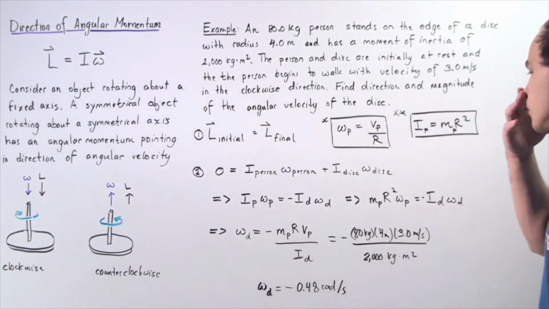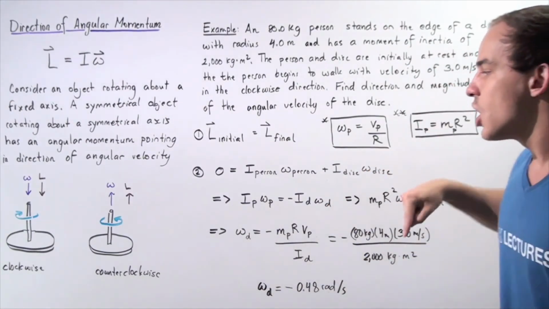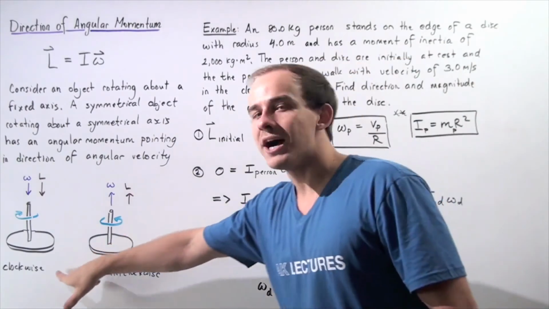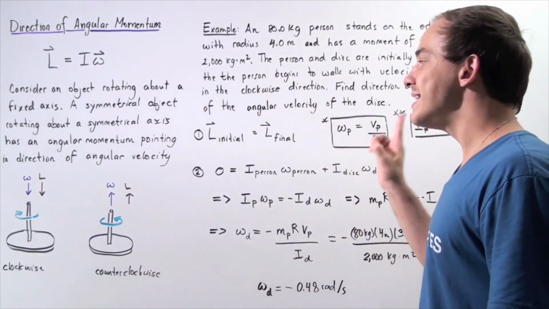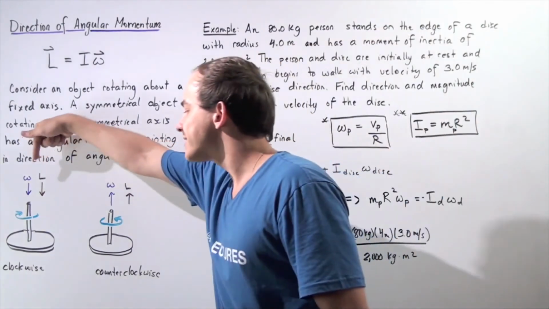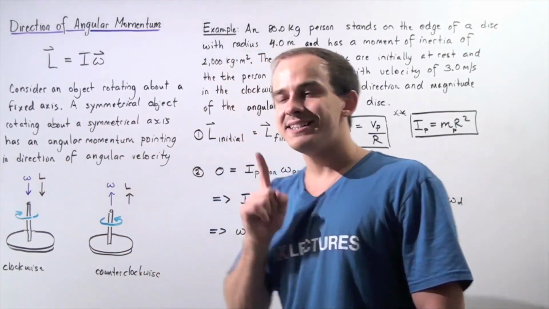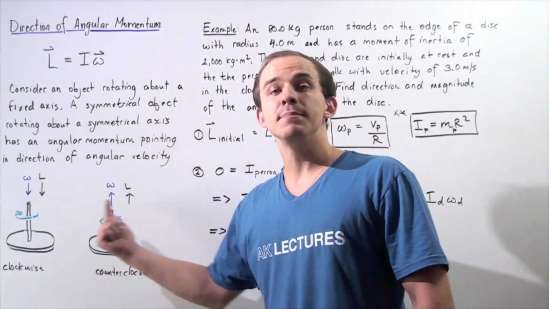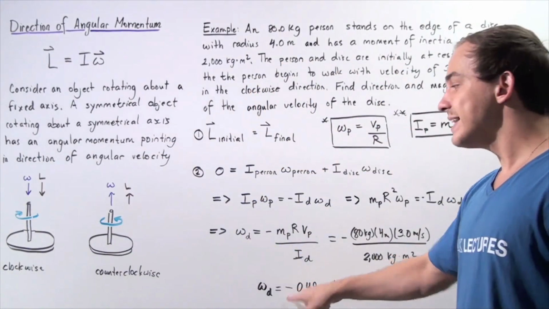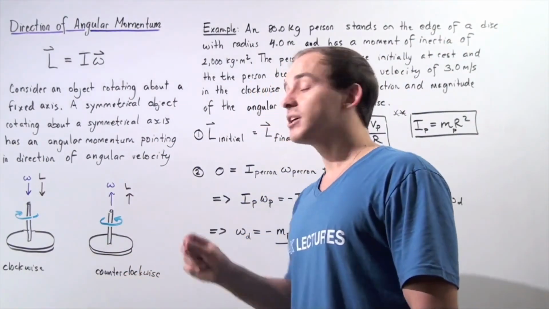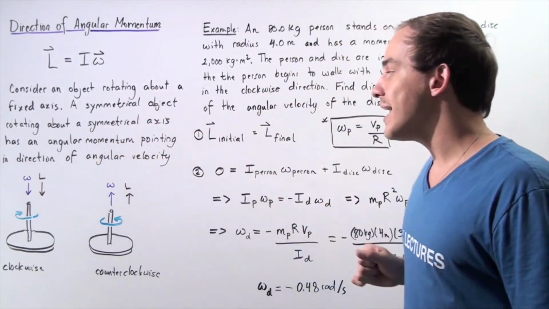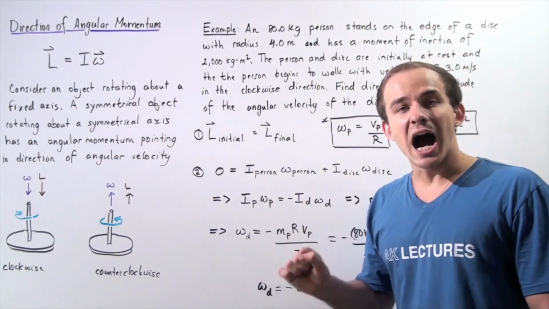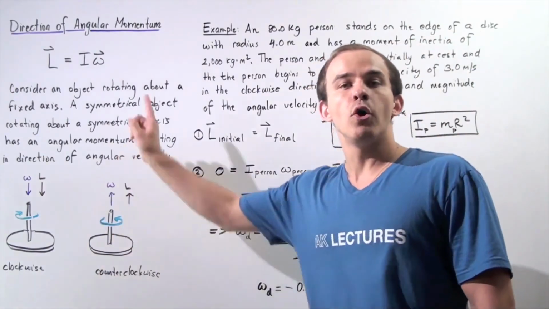For example, if the person is walking in the clockwise direction, that means the person's angular momentum and angular velocity point downward. But because the disk is rotating in the opposite direction, as shown by this negative sign, it's rotating counterclockwise. That means the angular velocity and angular momentum point in the opposite direction. They point upward.